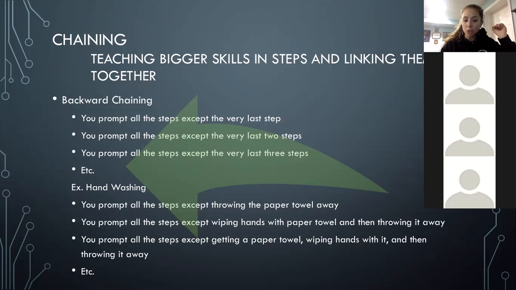You then will prompt all of the steps except wiping your hands with the paper towel and then throwing it away. So the client will then wipe his hands with the paper towel and throw it away by himself, okay? Then you will prompt all of the steps except getting a paper towel, wiping his hands, throwing it away, etc. Cool? So in backward training, we work backwards. Super straightforward. Questions?